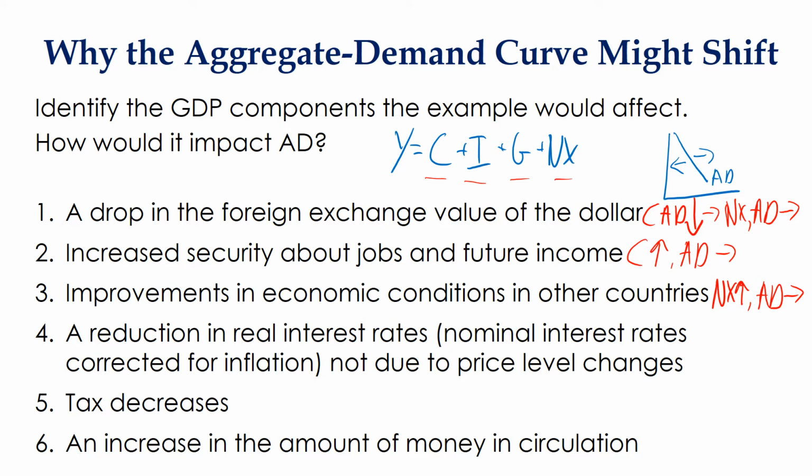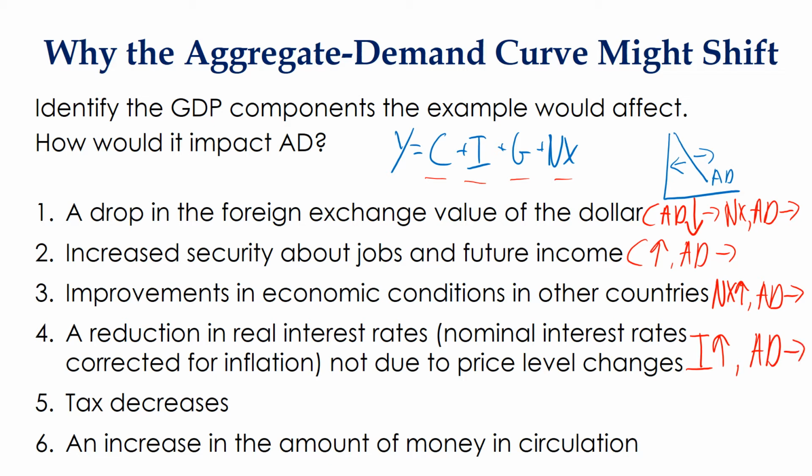What's going to happen? Investment. Investment is going to go up, right? Businesses are going to buy, people are going to be buying houses. So, and investment goes up, aggregate demand curve is going to shift to the, you got it, to the right.